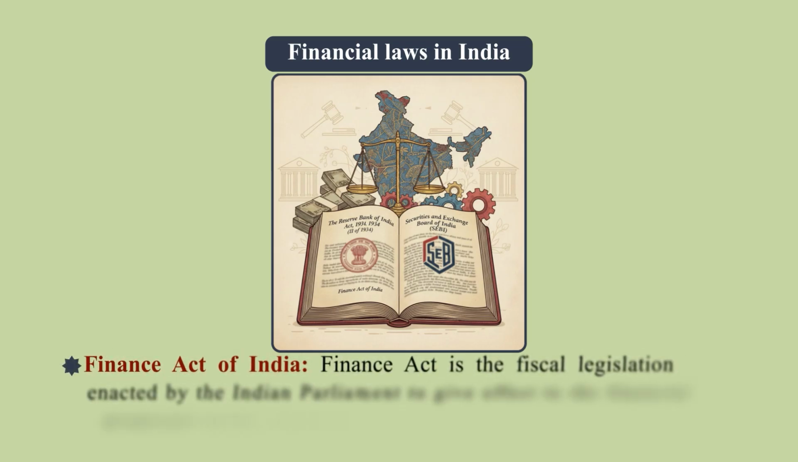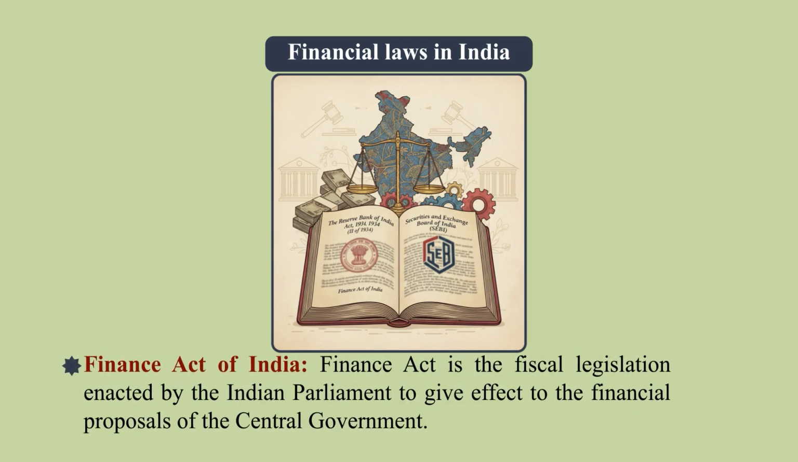Then there is the Finance Act of India, which is the fiscal legislation enacted by Indian Parliament to give effect to the financial proposals of the central government. Under this act, the Government of India declares the central budget or passes the budget every year. This central budget is the instrument by which the country grows, funds are allocated to various sectors, funds are allocated to various states for their development. Some states get priority. All these activities are done under the Finance Act of India.